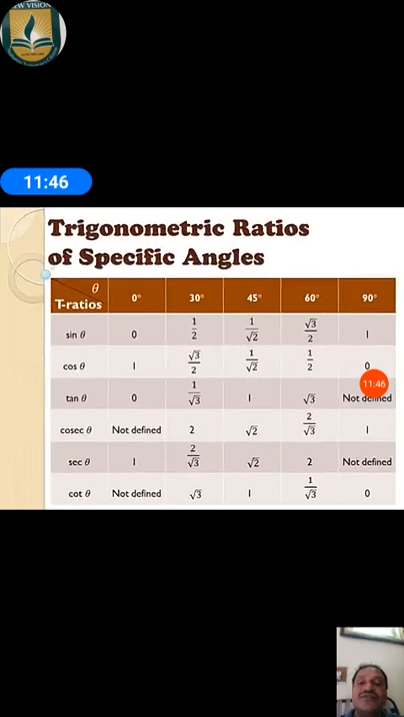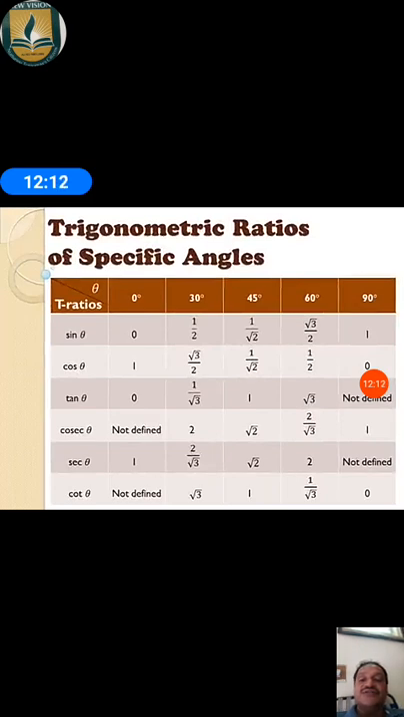Similarly, secant 0 degrees is 1 by cos 0, that is 1 by 1, 1. Secant 30 degrees is 1 by cos 30, that is 1 by root 3 by 2, that we got as 2 by root 3. In the same way, secant 45 degrees is root 2, secant 60 degrees is 2, and secant 90 degrees is 1 by cos 90, 1 by 0, that becomes undefined.